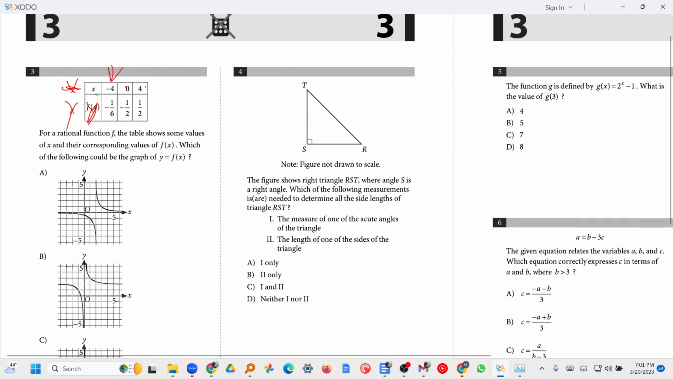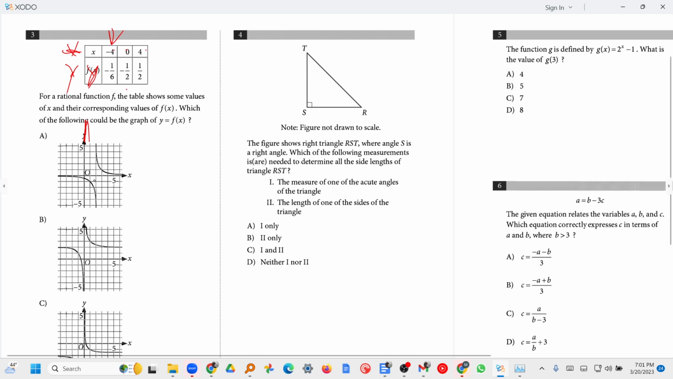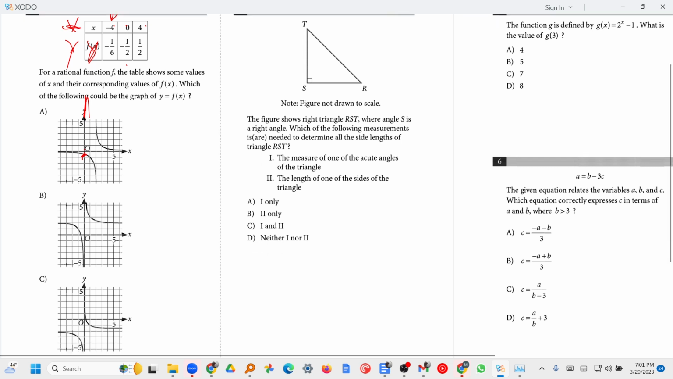I'm just going to go one point at a time. I might start with 0, when x equals 0. So if x is 0, that means I'm right on the y-axis. When x is 0, then the y is supposed to be negative 1/2. So if I look at A, when x is 0, does it look like I have a y at negative 1/2? It does. Okay, I'm going to leave that one.